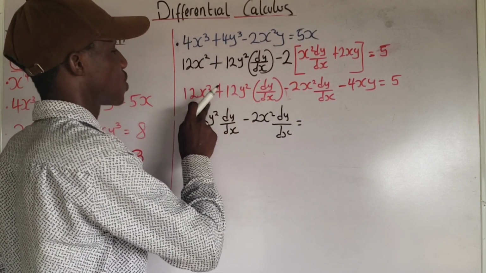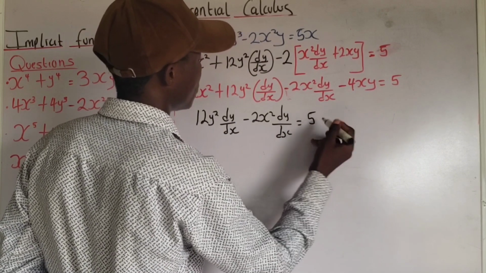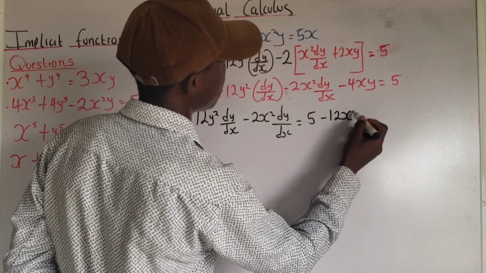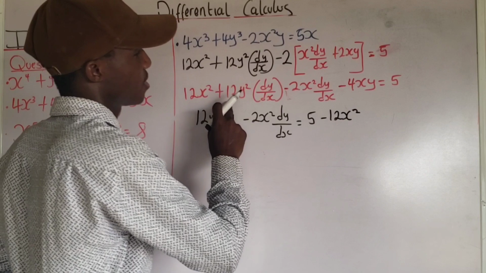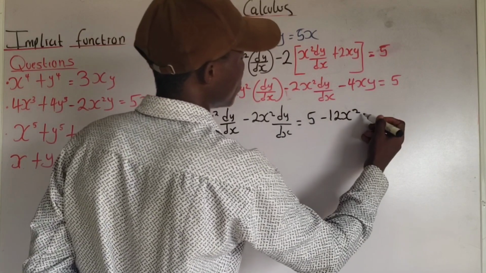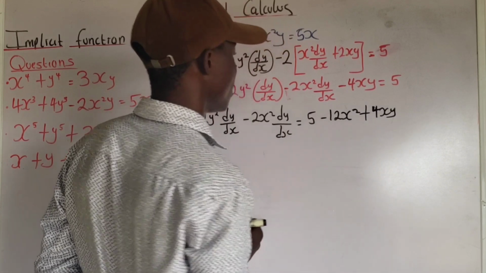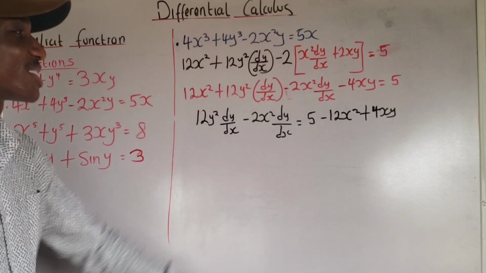now if we move this 12x squared to the other side of the equation, we're going to have, okay, this 5 minus 12x squared. Okay, if this negative 4xy crosses the equals to sign, it's going to change to positive 4xy. Okay, I'm very sure you understood how I got here.